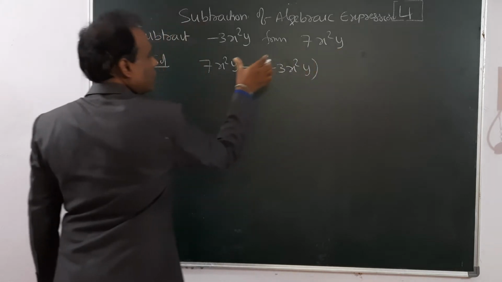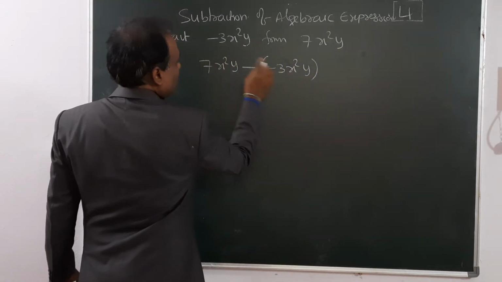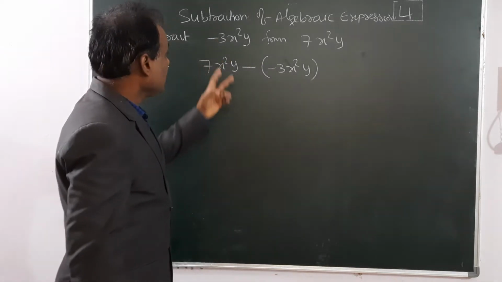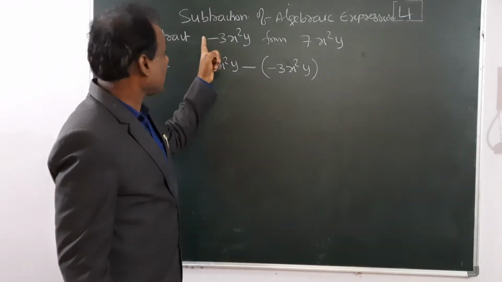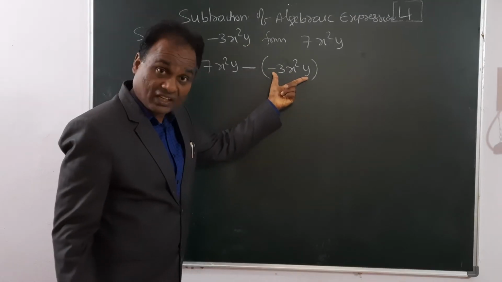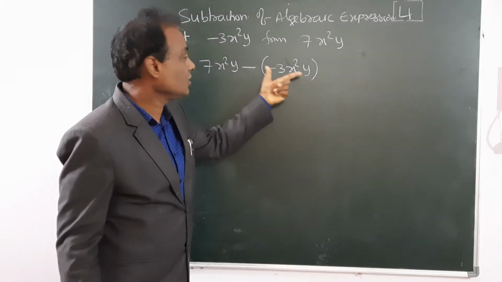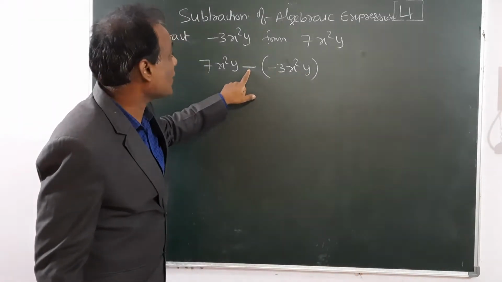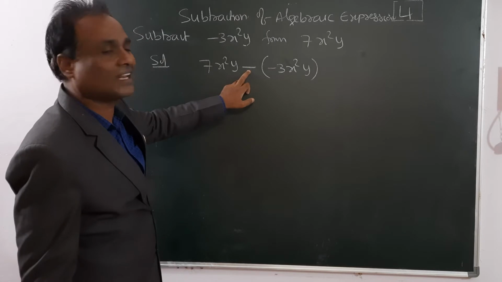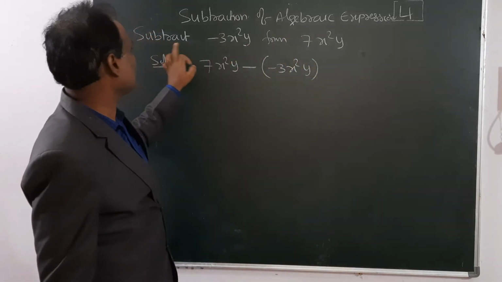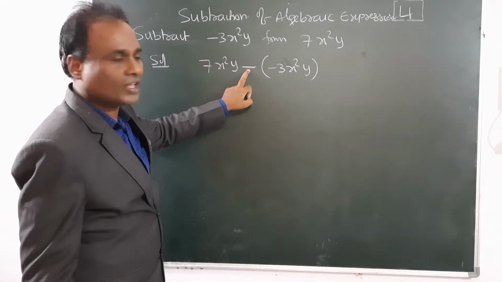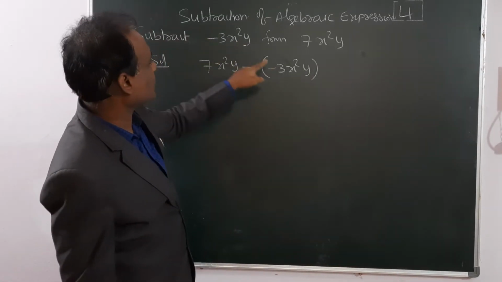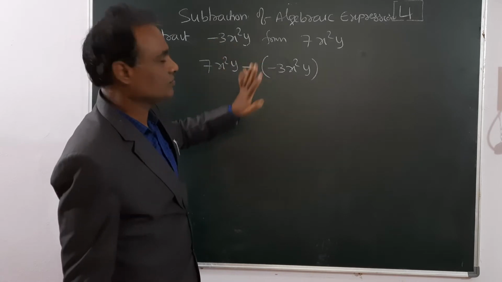I wrote the first term as it is, including its sign: it is not only 3x square y, it is minus 3x square y. Don't get confused with the signs. But why am I writing another minus here? Because subtraction means we have to put minus between the two terms. This other minus is because the term itself already has a minus.